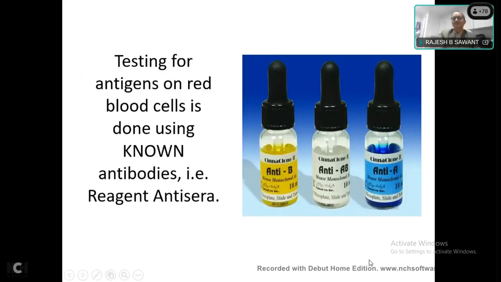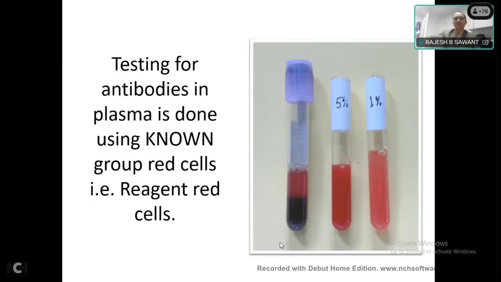So this is something which we all know. We have the reagents anti-A, anti-B, anti-AB, right? And these are the anti-sera that are used for the forward blood group, and for the plasma blood grouping or the reverse blood grouping, we will use these reagent red cells or pooled cells, which will be either 5% or 1% concentration.